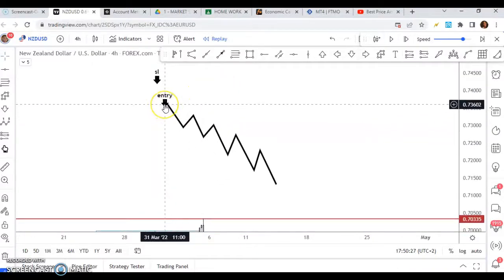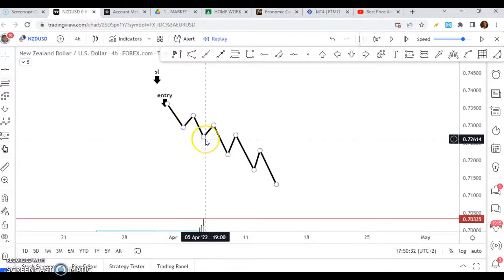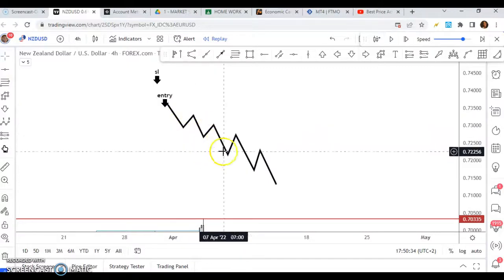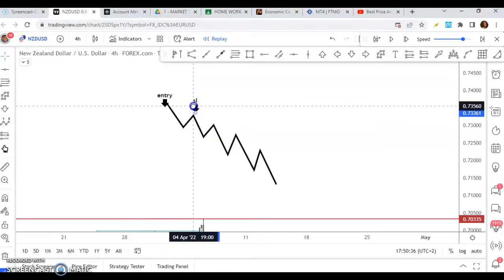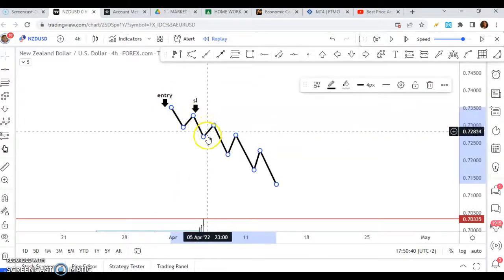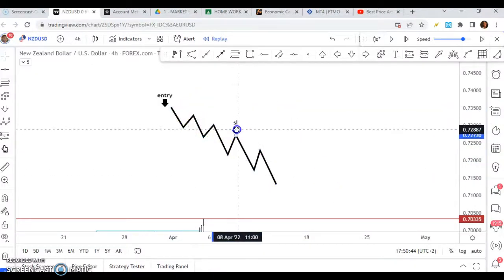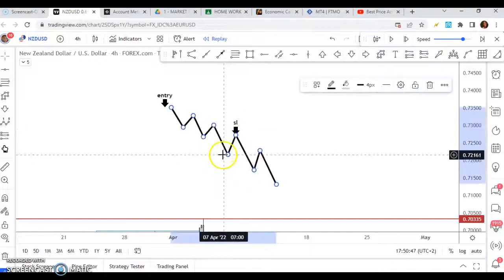So you have your entry here. Market breaks and closes below the swing low. Creates another swing low. Breaks and closes below that. You're always one stop loss, one swing high above the current one. So you just slowly move it down as the market continues to break lower lows.